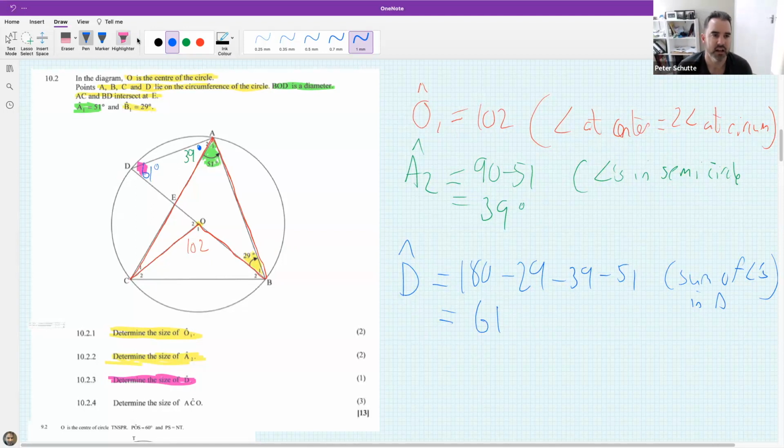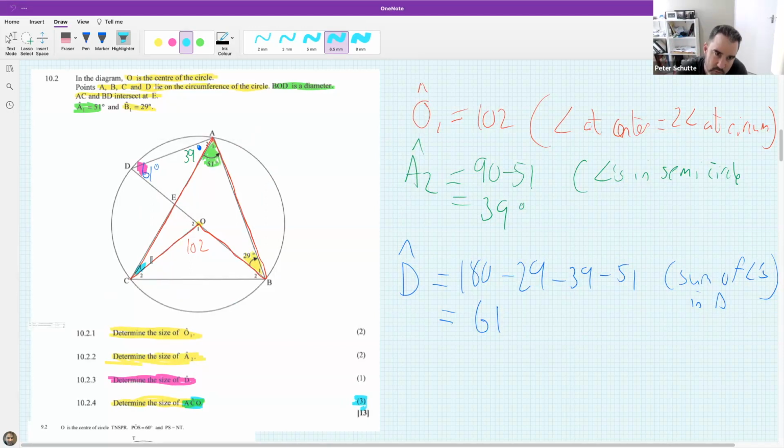Cool. Okay. Now let's see if this last one is a bit tougher. Determine the size of ACO. In fact, let me make it a different color. Where is ACO? Okay, we want to find this one over here. See if you can find that for me. Okay, so this is for 3 marks. Now what that tells me is I do have to think a little bit. So you've got ACO. ACO is the same as C1.